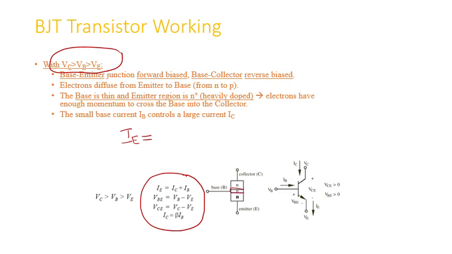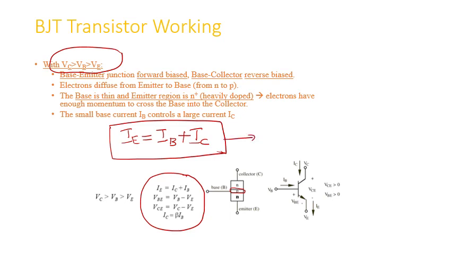The electrons or holes, whatever it is, will enter the base region, and even though the doping level is very small, there will be a slight amount of recombination at the base junction, and that will form a base current. The remaining current coming from the emitter will go to the collector region. So the sum of the base current and collector current should be equal to the emitter current. This is the basic equation of transistor current.